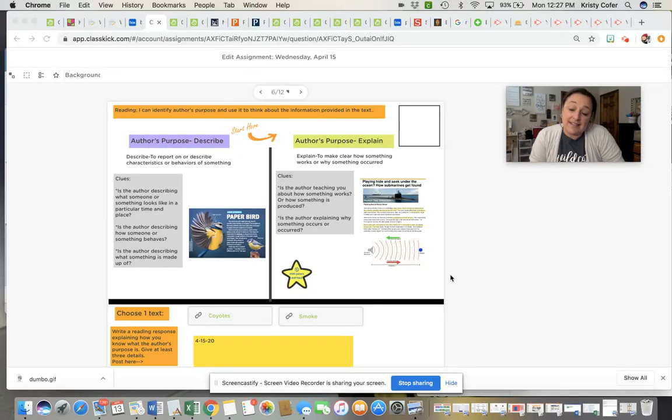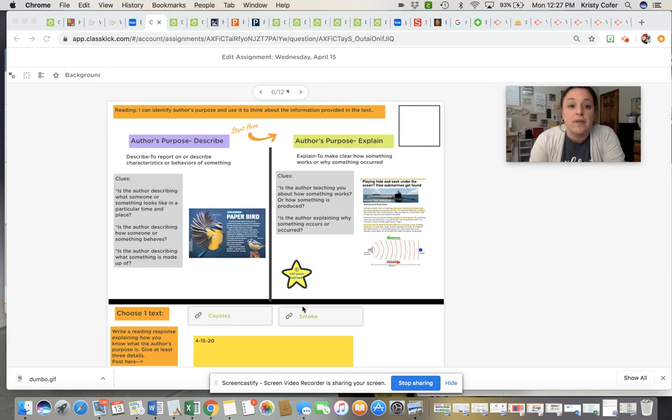We are going to continue our work with Author's Purpose, and I know yesterday you got to read an article and decide what the author's purpose was. And so today we're going to do the same thing. So we're going to review the author's purpose of describe and the author's purpose of explain. And then you have a couple articles to choose from, and using the clues given in the lesson, how can you tell what the author's purpose is? Is it to describe or is it to explain? Okay, let's go over that now.